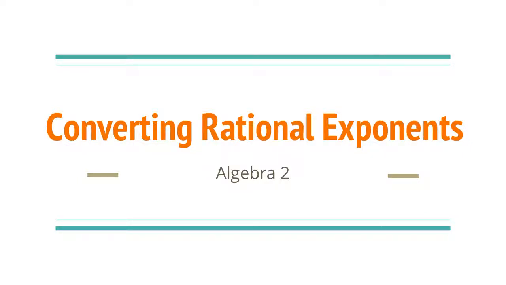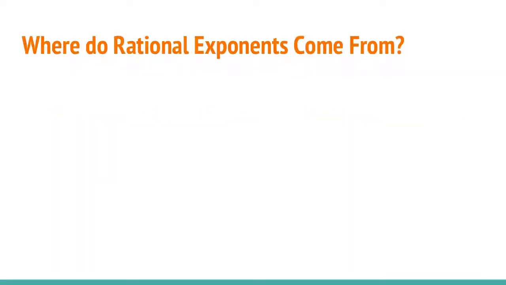This video will discuss how to convert back and forth between rational exponents and radicals. So you might say, well, what do you mean by a rational exponent and where does it come from? First of all, with a rational exponent, remember that that represents a ratio, which would be anything in the form of a over b, where a is any real number.